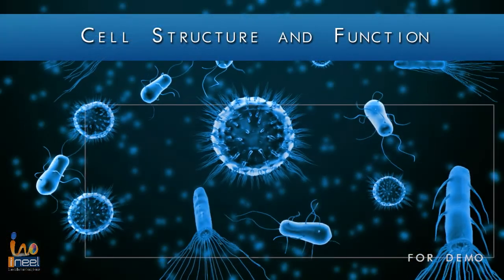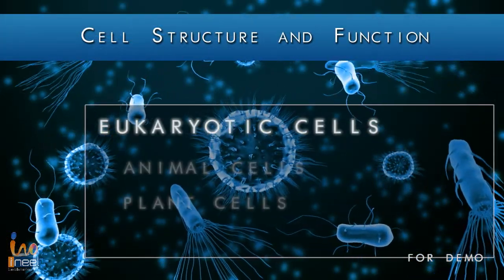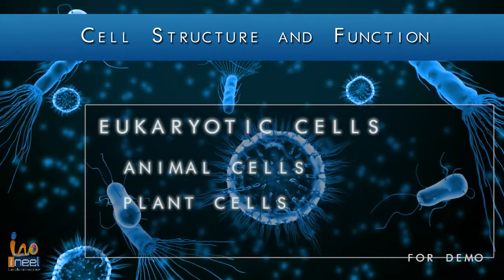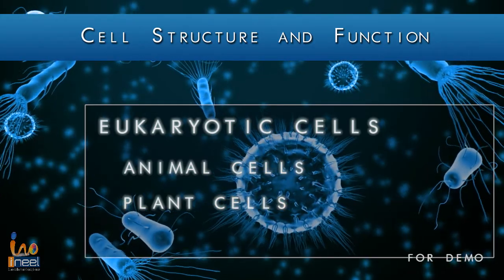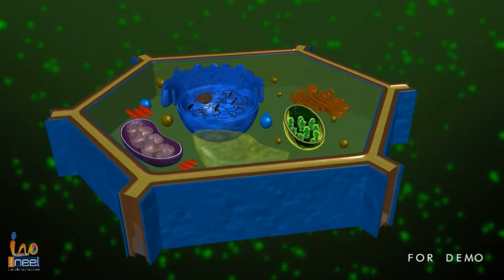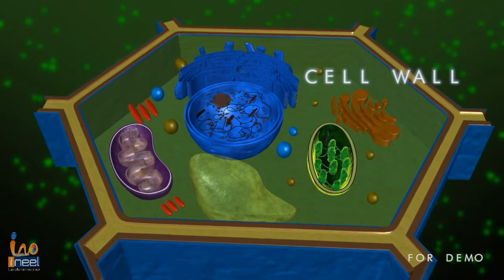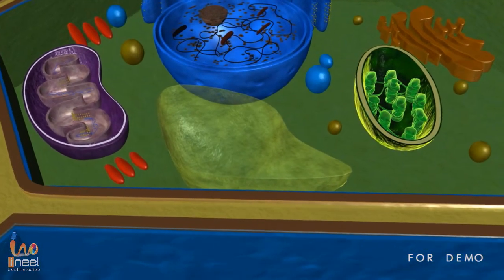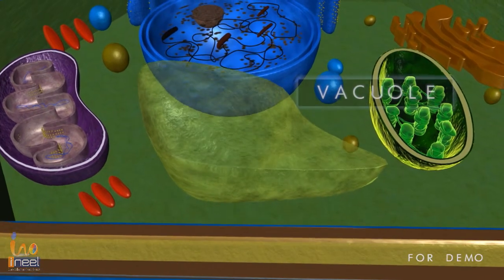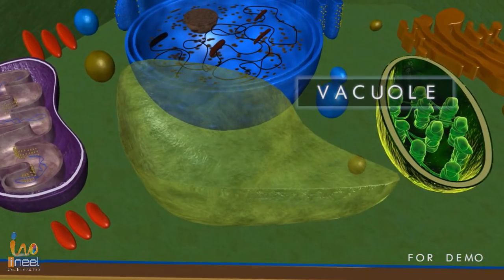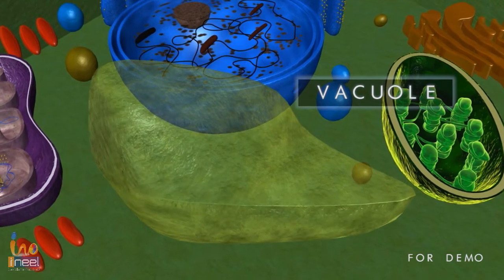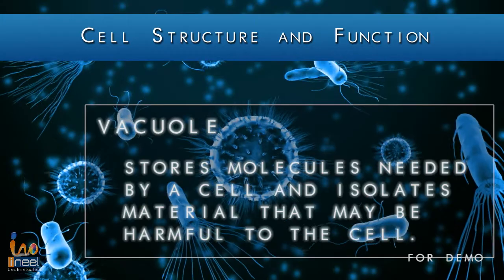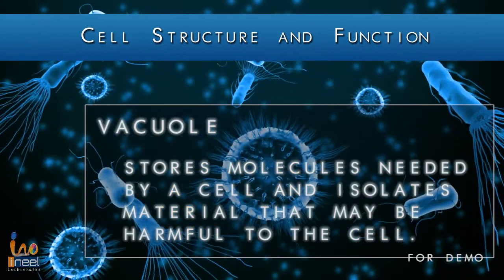There are actually two types of eukaryotic cells, animal cells and plant cells. Both types of cells are very similar, but there are three distinct differences. First, plant cells have a cell wall surrounding the plasma cell membrane. Animal cells just have a cell membrane. Secondly, there is often just one large central vacuole found in plant cells, whereas animal cells have a few small ones. The vacuole stores molecules needed by a cell and also isolates material that may be harmful to the cell.